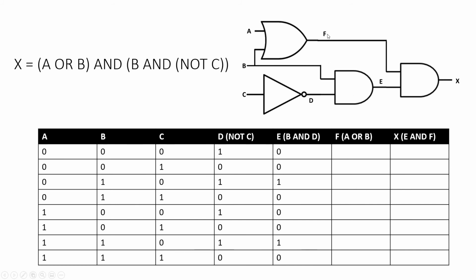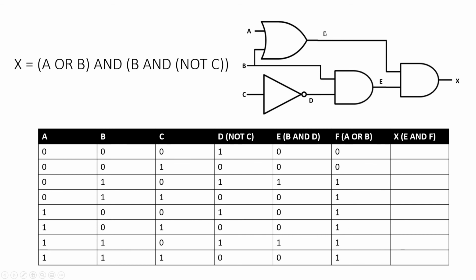Next was this one up here, F, where we were going with A or B. A or B. So 0 or 0, 0. 0 or 0 is 0. 0 or 1 is a 1. 0 or 1 is a 1. 1 or 0 is a 1. 1 or 0 is a 1. 1 or 1 is a 1. And 1 or 1 is a 1.